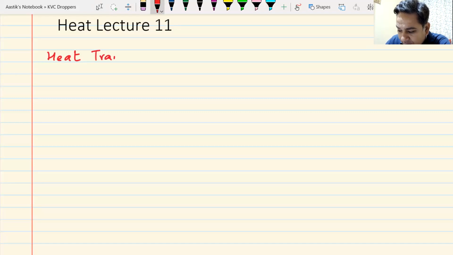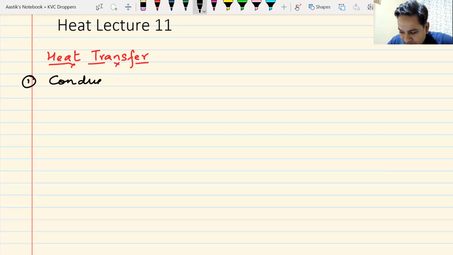In calorimetry, we were dealing with how much heat is going from the hotter body to the colder body, heat gained is equal to heat lost. This much amount of heat has gone, this much amount of heat has come. Now let us look at the process by which this heat actually gets transferred from one place to the other. I hope all of you know that there are basically three modes of heat transfer. The first one, and the major one of these, is conduction.